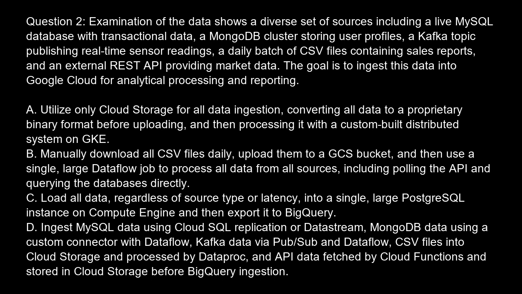Option A. Utilize only cloud storage for all data ingestion, converting all data to a proprietary binary format before uploading, and then processing it with a custom-built distributed system on GKE. Option B. Manually download all CSV files daily, upload them to a GCS bucket, and then use a single, large Dataflow job to process all data from all sources, including polling the API and querying the databases directly. Option C. Load all data, regardless of source type or latency, into a single, large PostgreSQL instance on Compute Engine, and then export it to BigQuery.